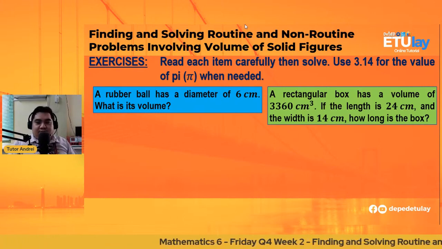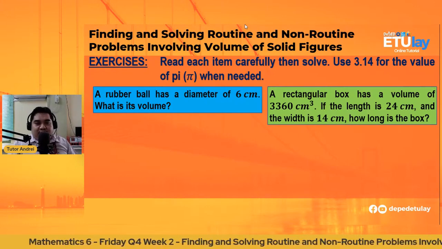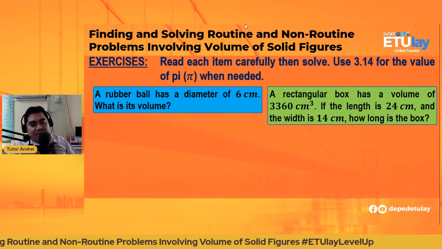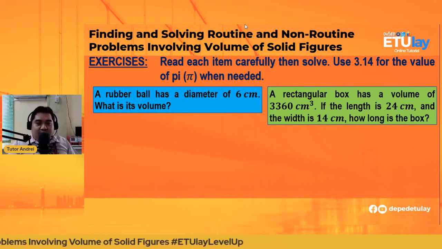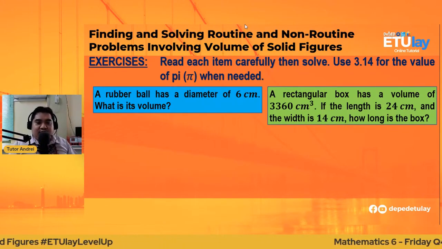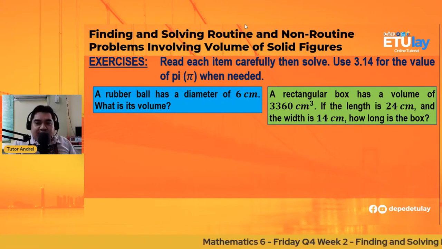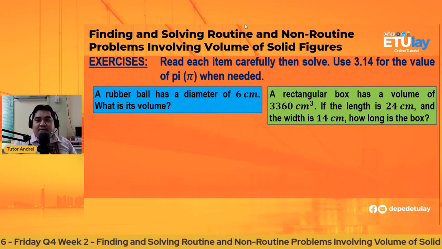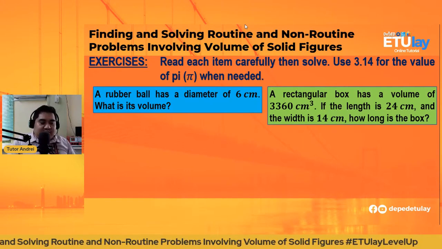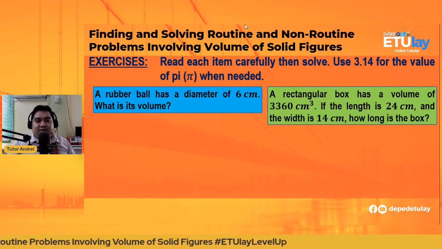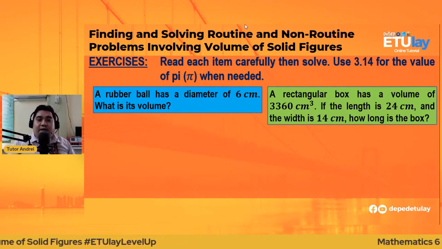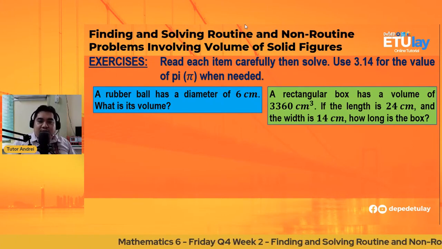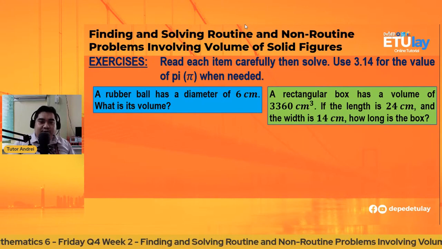Okay, so let's have two problems. For our two problems, the first one, a rubber ball has a diameter of 6 centimeters. What is its volume? Then the second problem is, a rectangular box has a volume of 3,360 cubic centimeters. If the length is 24 centimeters and the width is 14 centimeters, how long is the box? Okay, ayan. Sige, so I will be waiting for your answers. So let us see if you can try to solve the given exercises. So again, you will be using the formulas in getting the volume of solid figures.